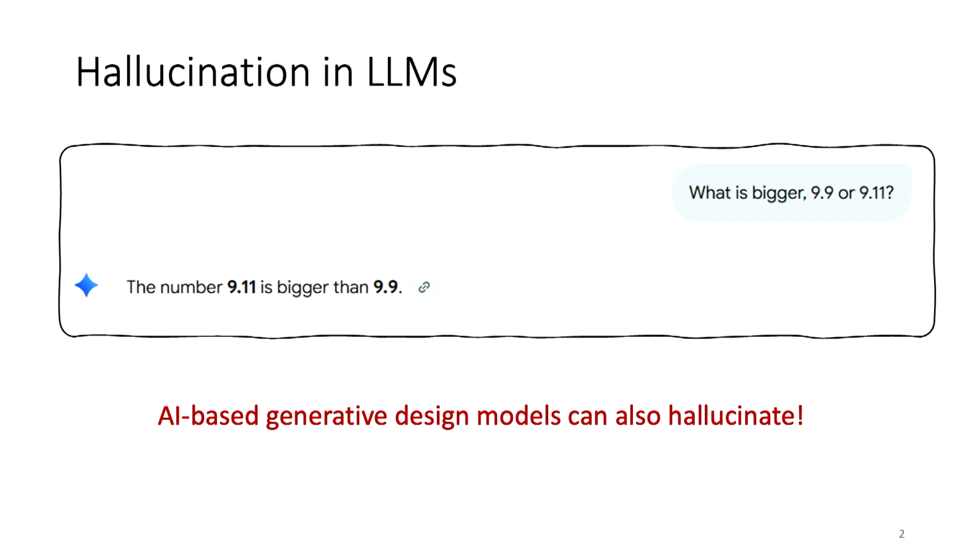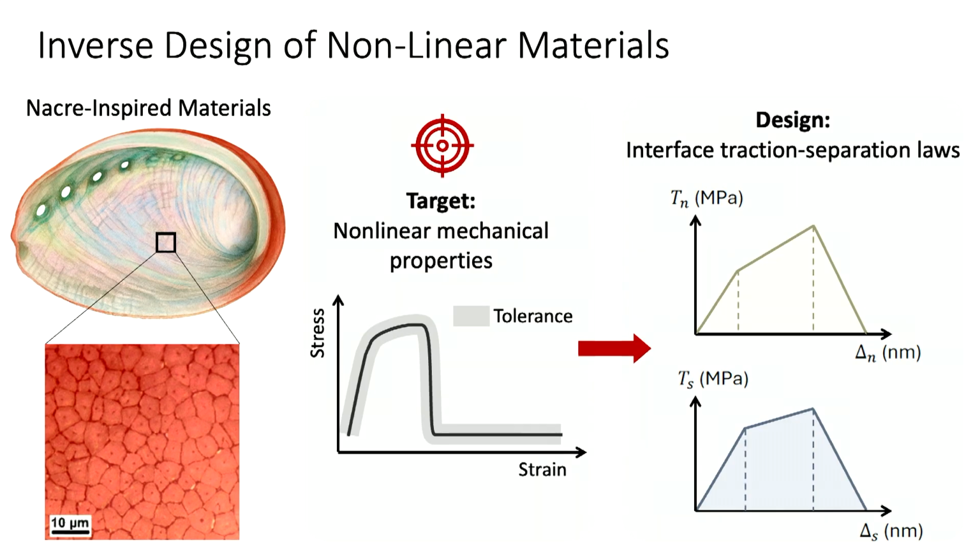hallucination does not exclusively exist in large language models. It also exists in other AI models, like those being used for generative design for materials. So I'm going to demonstrate using this example.